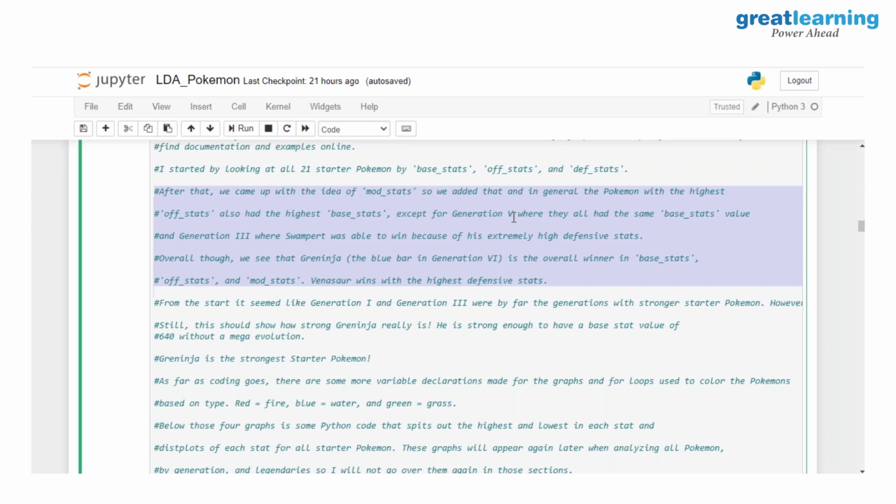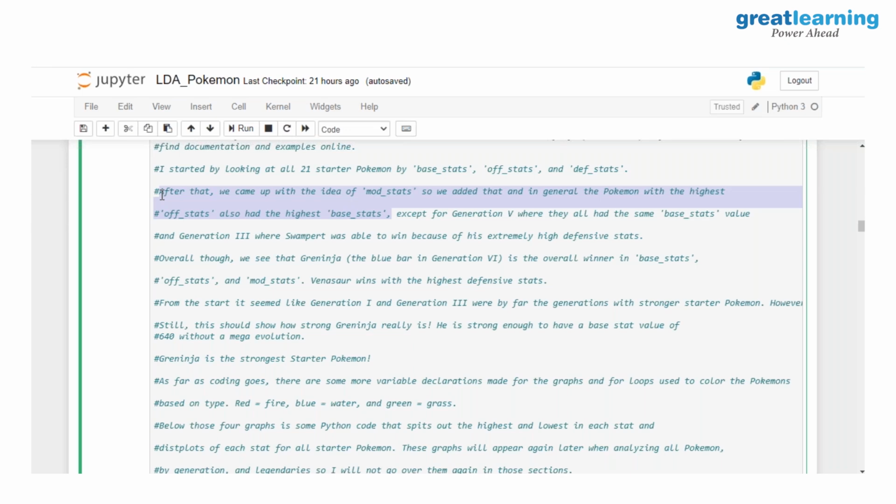except for generation 5, where they all had the same base stats value, and generation 3, where a specific Pokemon was able to win because of its extremely high defensive stats, we got the mod stats for all, which is that the Pokemon with the highest off stats also had the highest base stats. We found that. So we were able to find this relationship as well.